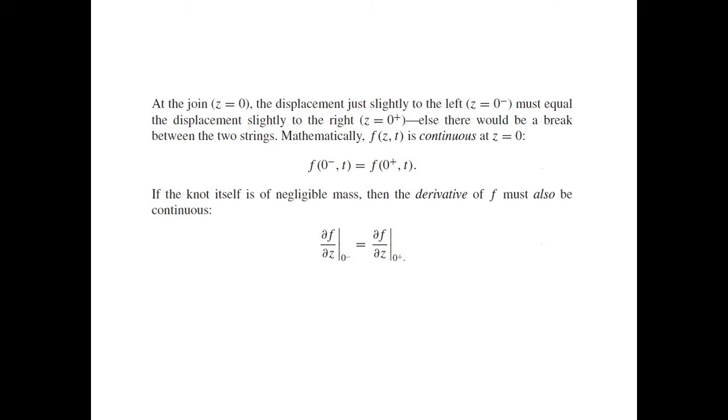Then at the joint z equals 0, the displacement just to the left, z equals 0 minus, must equal the displacement just to the right, z equals 0 plus. Else there would be a break in the string. Mathematically, f is continuous at z equals 0, that is f(0 minus, t) equals f(0 plus, t). If the knot itself is of negligible mass, then the derivatives of f must also be continuous: dou f divided by dou z at 0 minus equals dou f divided by dou z at 0 plus. These are the conditions for the incident, reflected and transmitted waves.